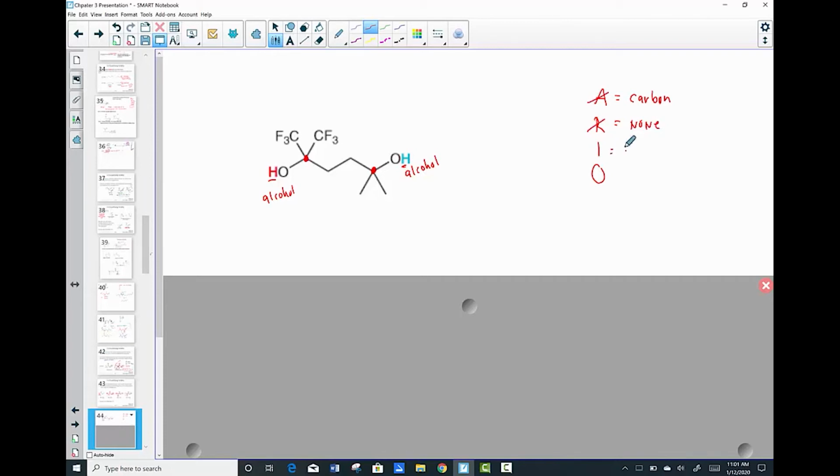So I'm left with the next letter, the inductive effect. Do you see any electron withdrawing groups near the proton? Well, I certainly do. See all these fluorines? Those fluorines have the ability to withdraw electrons.